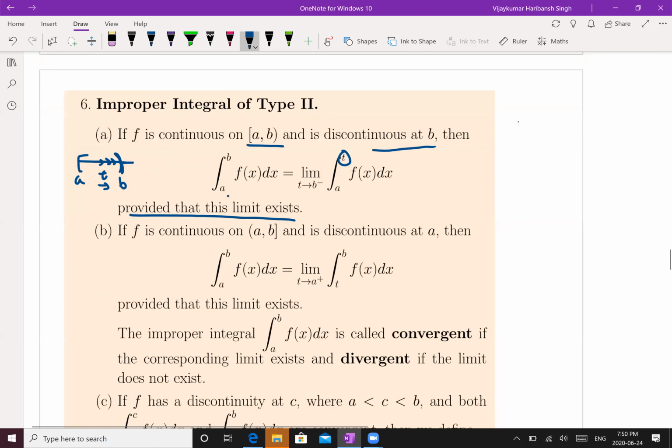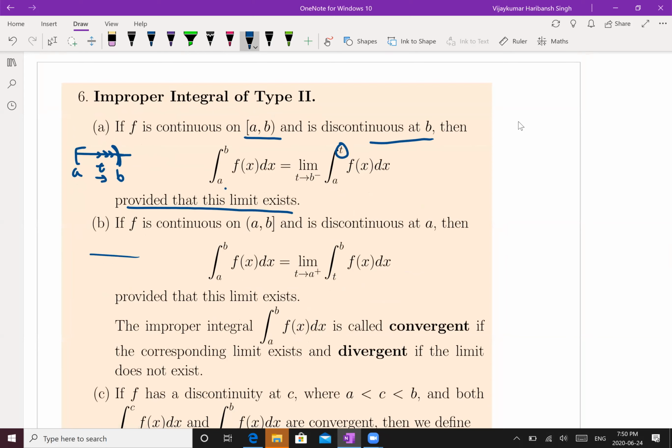Similarly, suppose your function is continuous on an interval (a, b], where a is excluded and b is included. In that case, we'll have what? Again, we have a discontinuity at a, so we'll approach a via t. So it will be the integral from t to b of f(x) dx. Instead of a, you are approaching it via t, and t goes to what? To a from the right, so a plus.